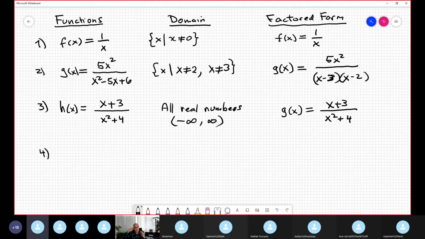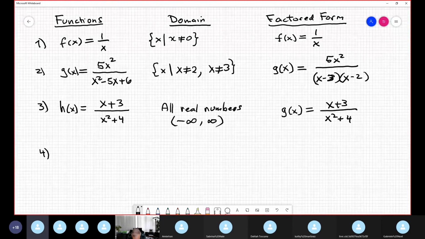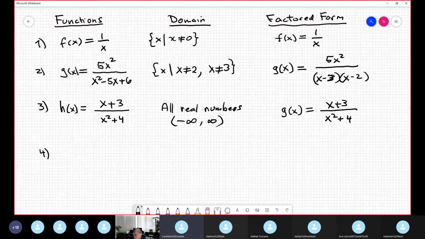Any questions? Example number 3. I have a question. Go ahead. Can you explain a little bit more about how to find the domain and the restrictions? Because the last time you explained that, I didn't really understand it that much. Yes, look at that.